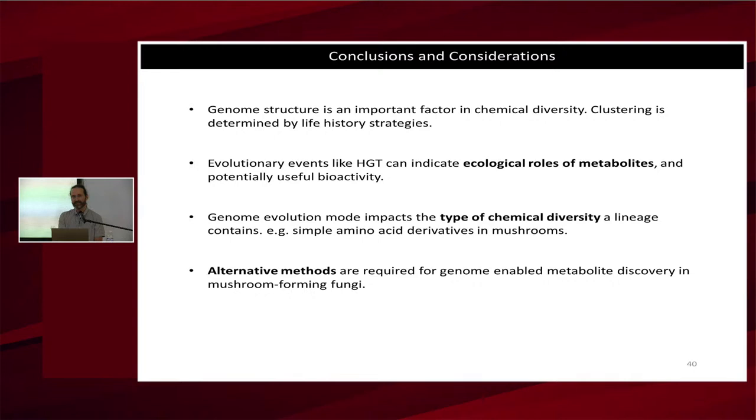And you can think of it as, well, if we know that these metabolites are important in this ecological role, then maybe we can search fungi with that ecological role to identify similar functions. If we're looking for neuroactive metabolites, maybe we'll continue to look in dung fungi. Genome evolution mode impacts the type of chemical diversity. Mushrooms make simple amino acid metabolites more often, and molds make non-ribosomal peptides more often.